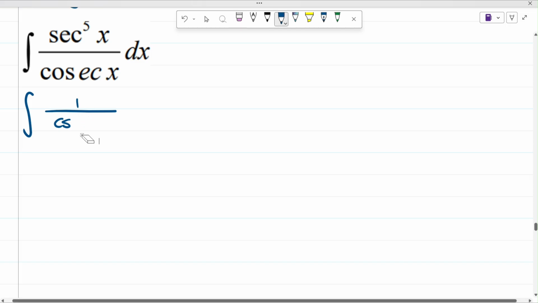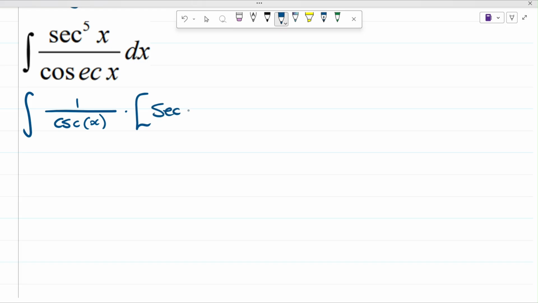Yeah, I don't want to confuse myself as well. Cosec of x multiplied by sec of x to the power of 5 dx. So what can we do here? We can make use of reciprocals.